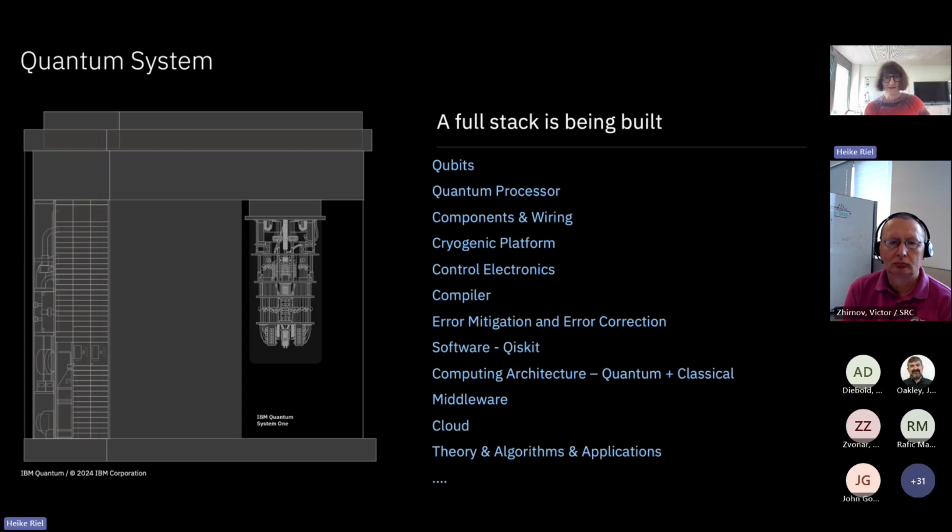The compiler, the error mitigation and error correction, the software and computing architecture, because a quantum computer is always connected to a classical computer. Some of the algorithms currently being developed are very connected between quantum and classical, where you go back and forth between a calculation on the quantum and the classical computer. You have the middleware, cloud, theory and algorithms and applications, etc. So you see, in classical, if you look at the silicon technology, we continuously develop new things, but here it's really building something up from scratch.